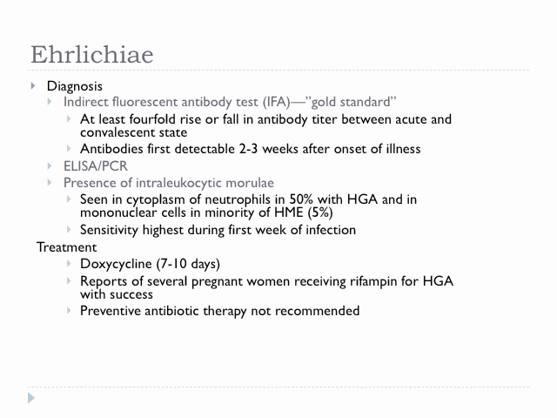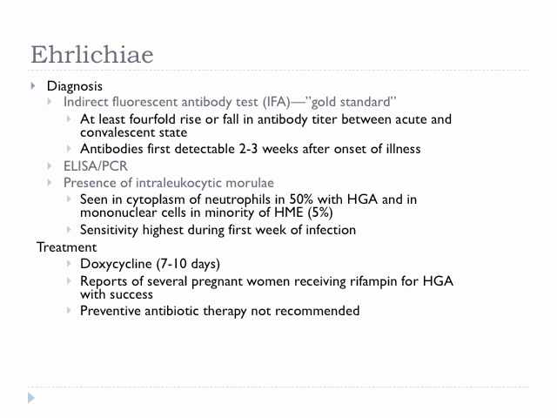You could also use ELISA, PCR, and the presence of intraleukocytic morulae. These are most commonly seen with HGA. 50% of the time you could see the morulae in anaplasmosis. In comparison with ehrlichiosis, you only see this 5% of the time. And the sensitivity is highest during the first week of infection.